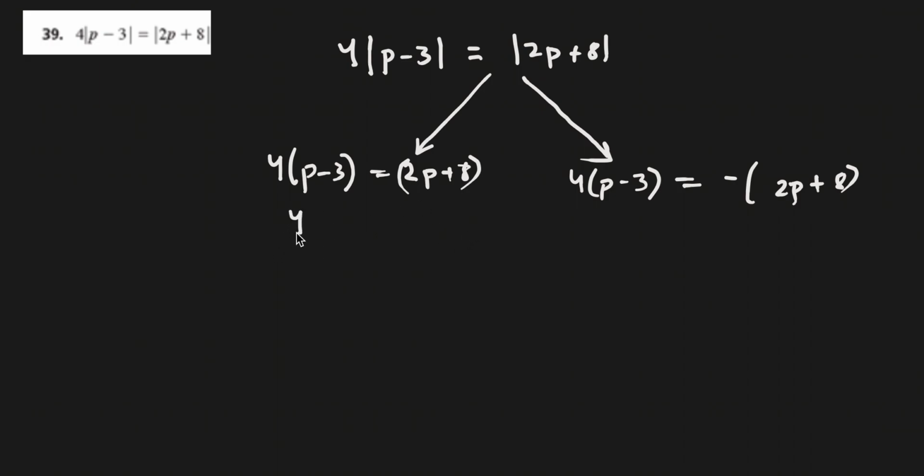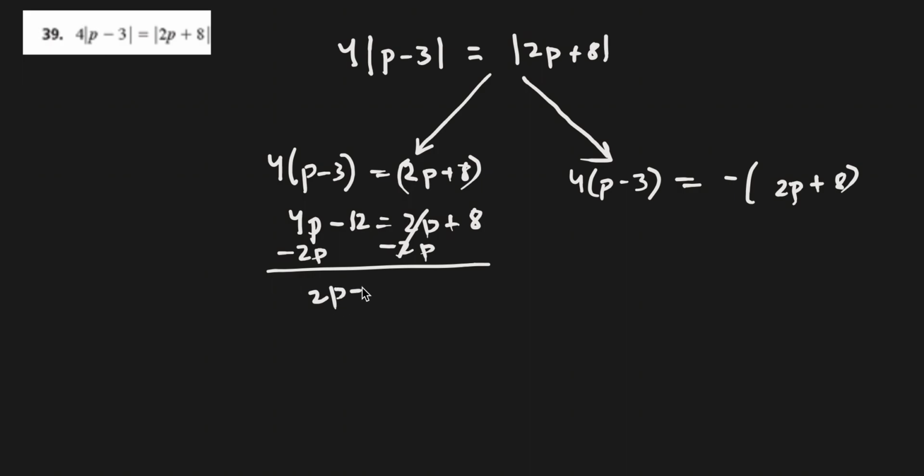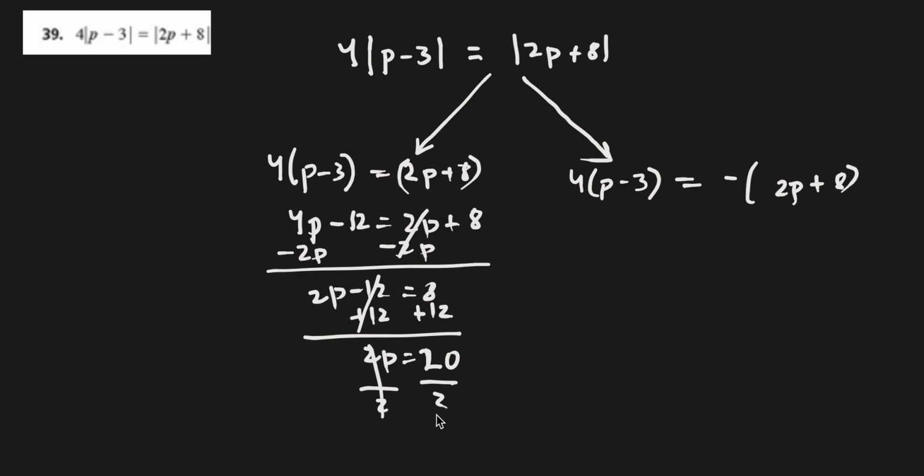So let's solve. So this is going to be 4p minus 12 is equal to 2p plus 8. So subtract 2p both sides. We can do that. This is going to be 2p minus 12 is equal to 8. We can add 12, of course, to both sides of the equation. This is going to be 2p is equal to 20. Dividing by 2 produces p equal to 10. Let me not box this yet, actually, because I will double check.